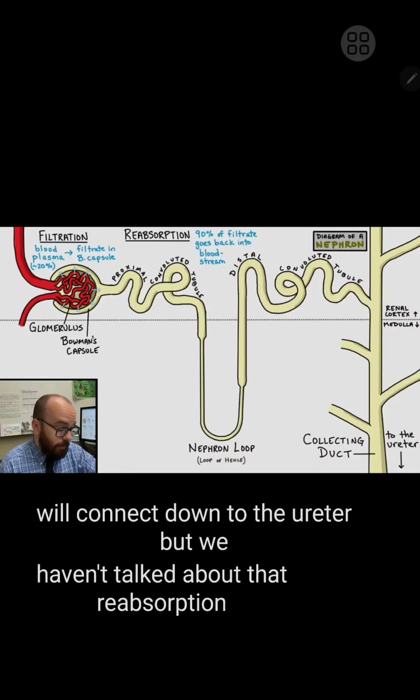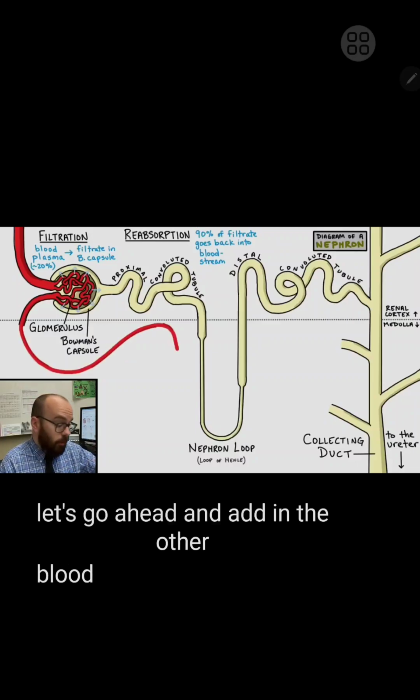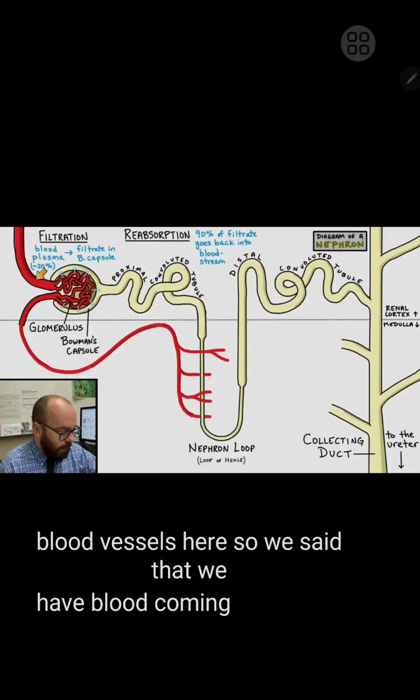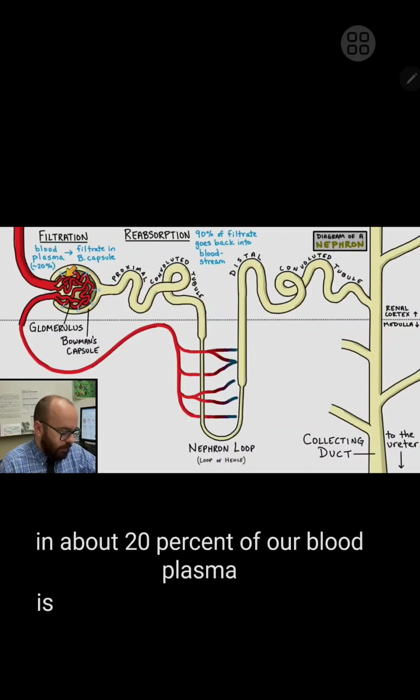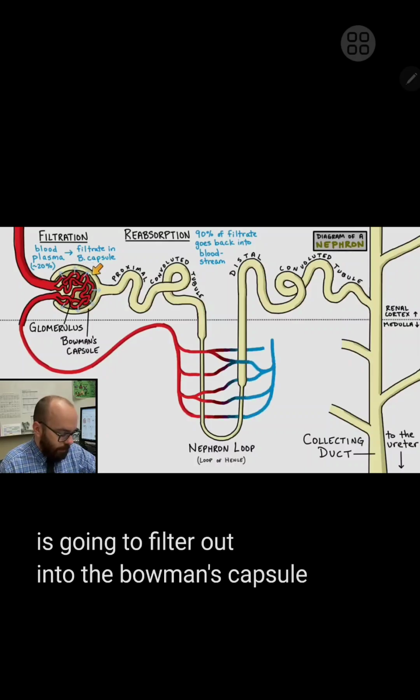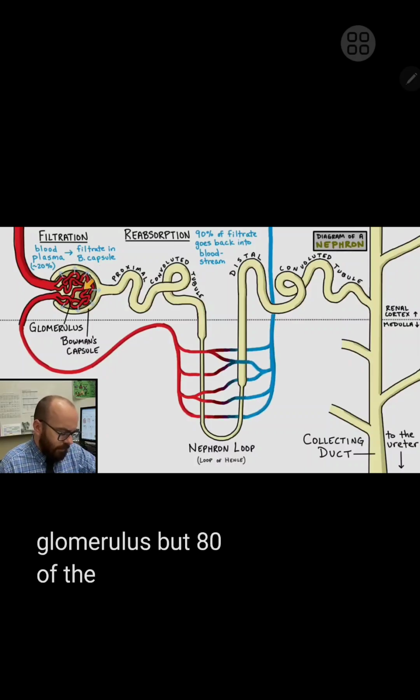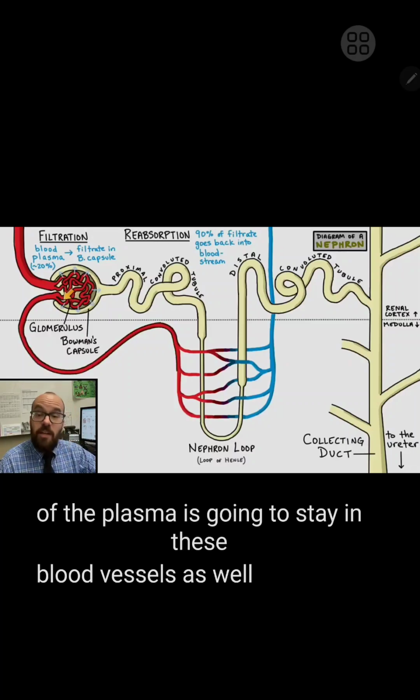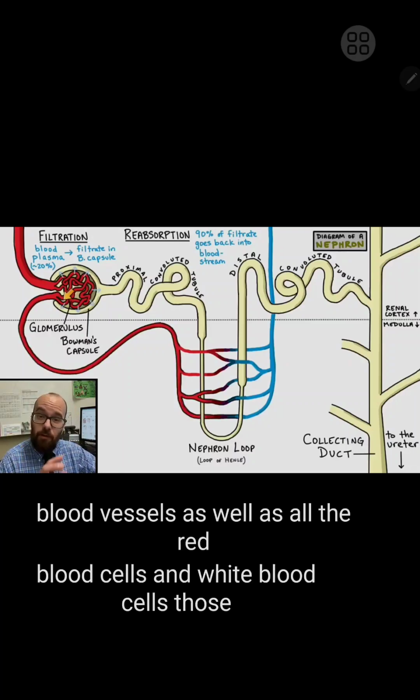But we haven't talked about that reabsorption component yet. Let's go ahead and add in the other blood vessels here. So we said that we have blood coming in. About 20% of our blood plasma is going to filter out into the Bowman's capsule from the glomerulus. But 80% of the plasma is going to stay in these blood vessels, as well as all the red blood cells and white blood cells. Those are going to stay in the blood vessel.